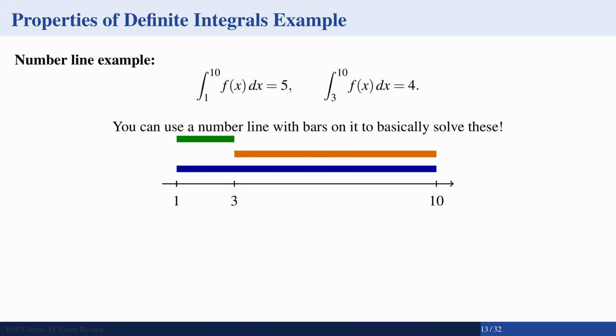I know that from 1 to 10 I'm given, so I could find that value. I know from 3 to 10 I'm given, so I could find that value. And then just looking at it, the thing we're looking for is the difference between 1 to 10 and 3 to 10, which will be the integral from 1 to 3. So once I have that, I just kind of do it. And so you can see we get the integral from 1 to 3 is equal to the integral from 1 to 10 minus the integral from 3 to 10, which is 5 minus 4, which is 1.